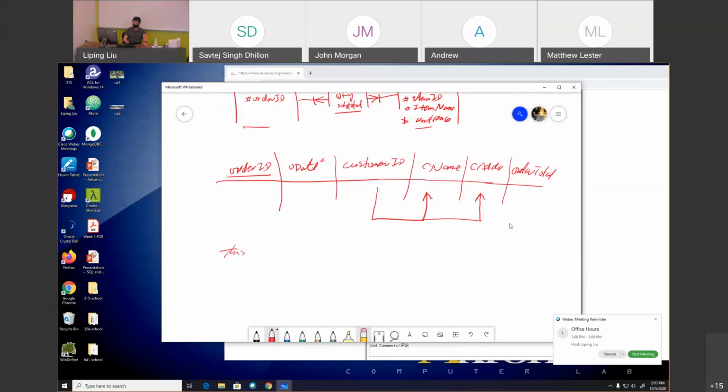This table is not in third normal form due to functional dependency among non-key columns. Which one? We have customer ID determines customer name and the customer address.